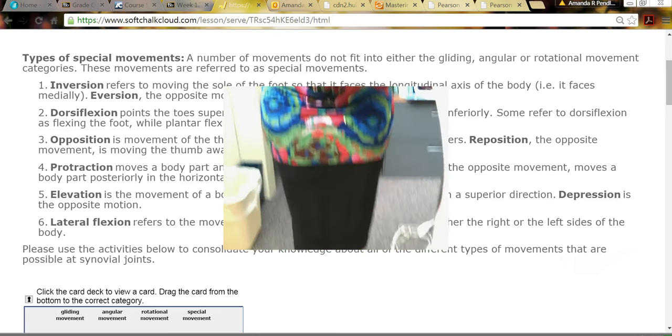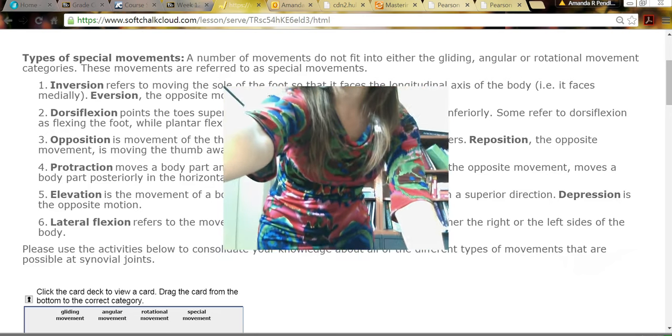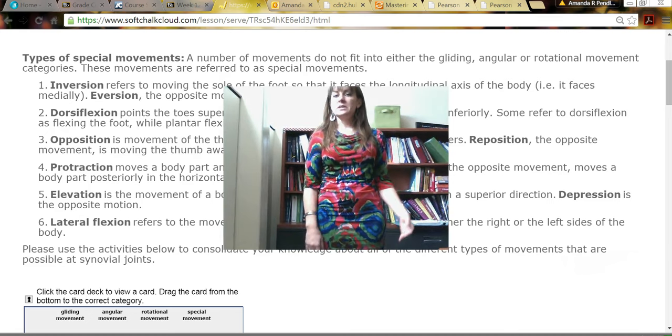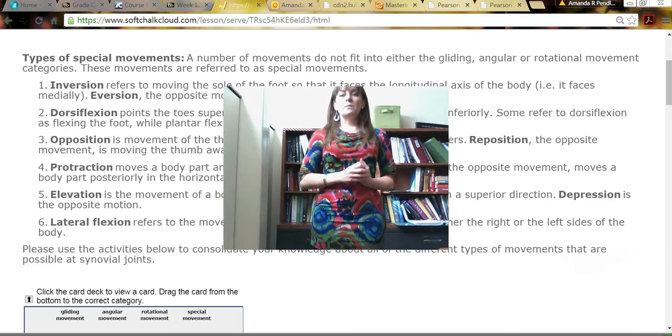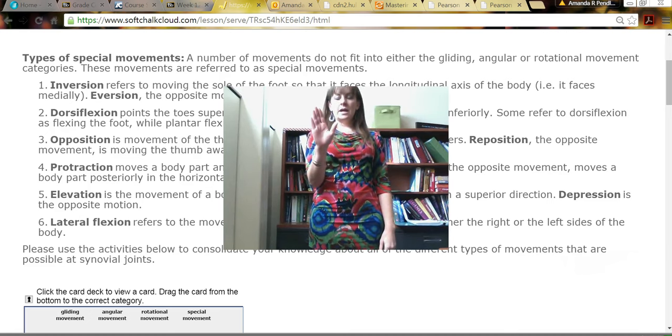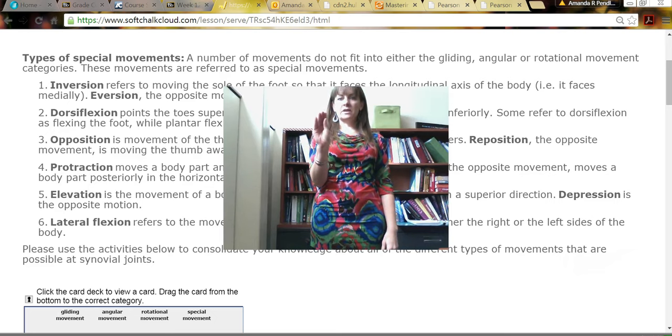up. Okay, now the next movements are going to be referring specifically to the thumb. We have what's called an opposable thumb, and part of that means that it can perform opposition. So here's my hand, and notice I can now bring my thumb towards the palm of my fingers, towards these other fingers. This is opposition. The opposite of opposition, reposition.